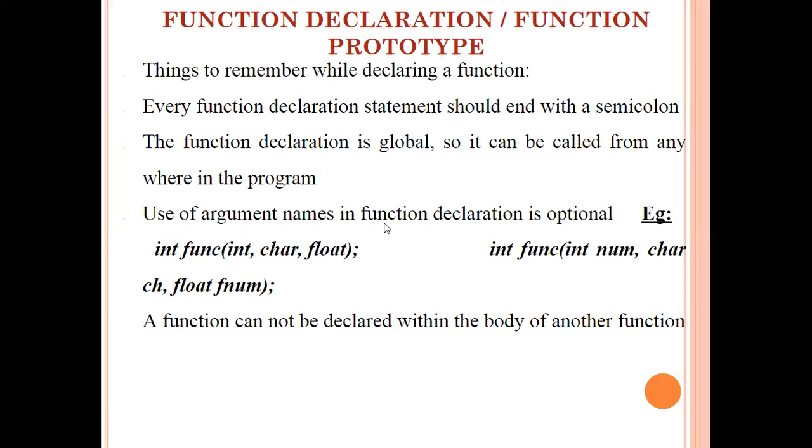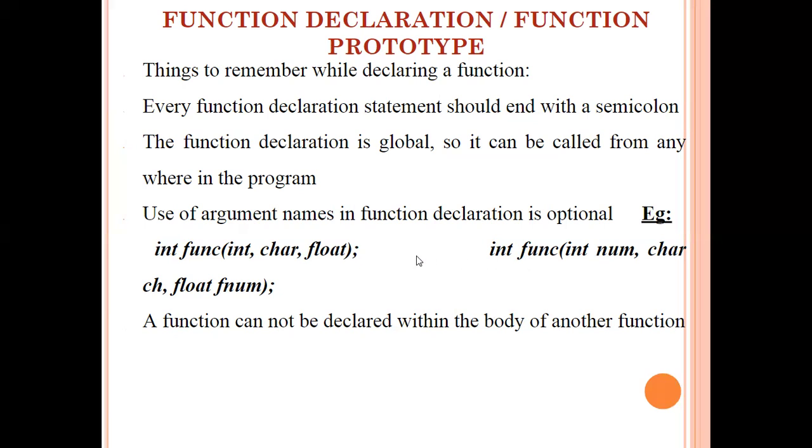Use of argument names in function declaration is optional. That is, it is not mandatory that you give a list of arguments or parameters while you are declaring a function. It is an optional one. If you want, you can give the list of parameters along with the data type and the name of the argument, or else you can skip the names.